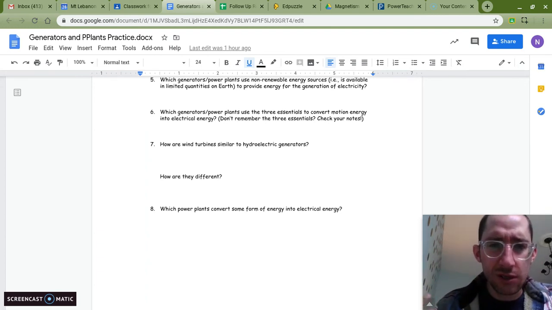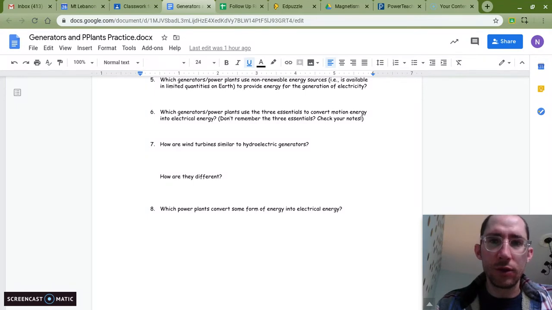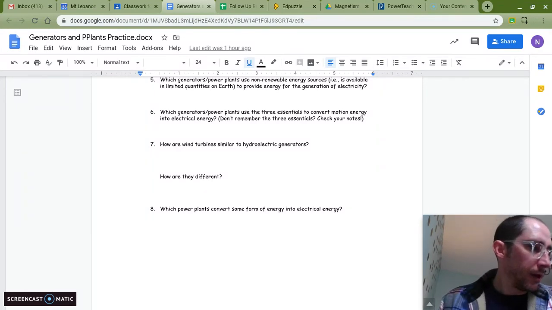Okay, so what's the question? Which generators, power plants involve moving a wire through a magnetic field? Pretty sure almost all of them. The only one that doesn't is solar photovoltaics, right?